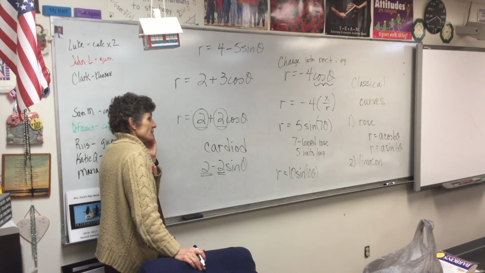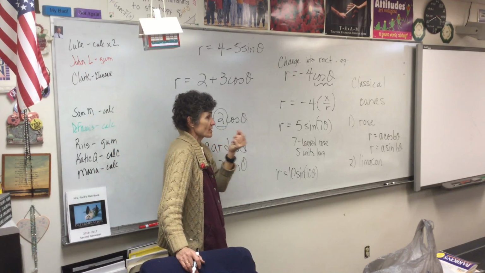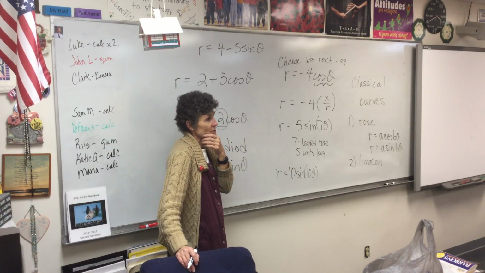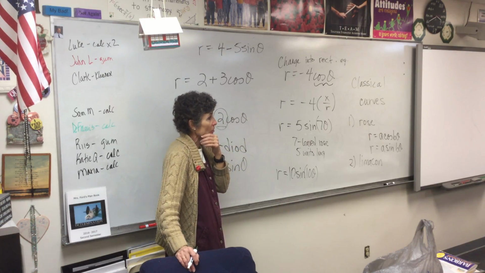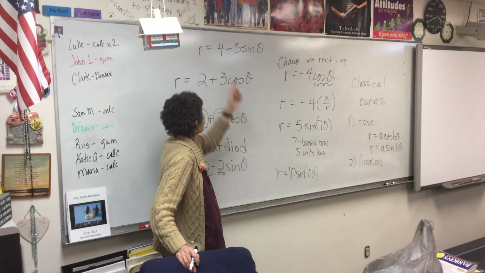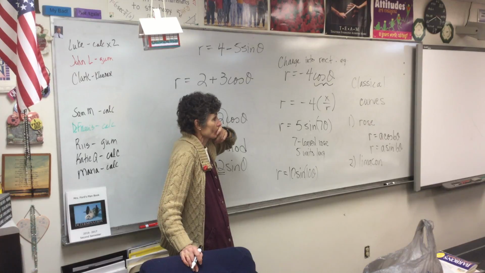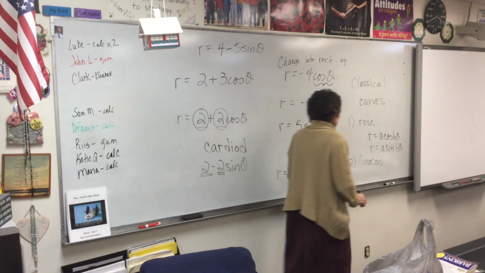The interior loop is a little bit squished, as Jack may have pointed out, but there is an interior loop there. Did you watch it as it was graphing? This is not a cardioid. Why is it not a cardioid? Because these two numbers don't match. Right? Now, what does the equation of a limaçon look like?